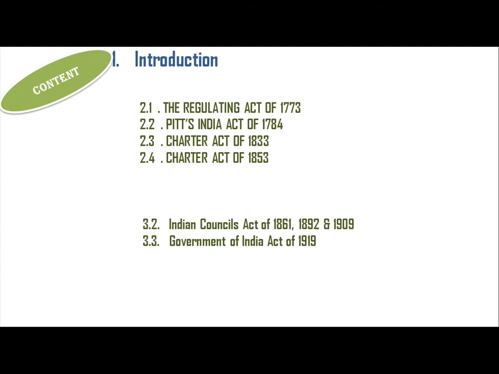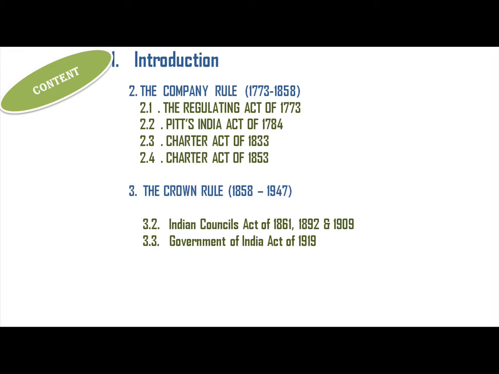We have successfully completed the introduction part and the Company's rule. Now we are talking about the Crown's rule, and under the Crown's rule we have completed the Government of India Act of 1858. Please go back to my previous videos where I have given a detailed description of the whole chapter 2, that is the Company's rule. And in the last session, we discussed the Indian Council Act of 1861.